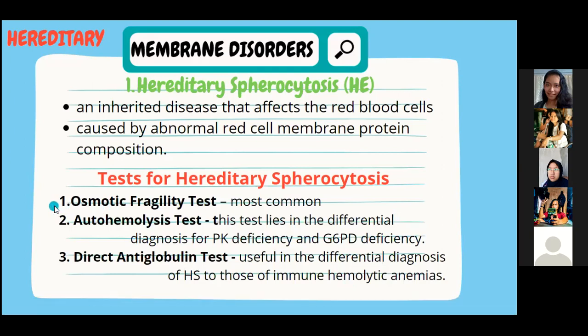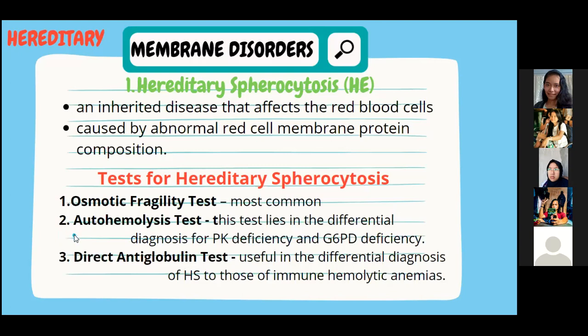It is the confirming test which reflects the shape of the RBC. The specimen used for this test is fresh heparinized blood and defibrinated blood, where the whole blood and fibrin has been removed. The second test is the autohemolysis test. This test lies in the differential diagnosis for PK deficiency and G6PD deficiency. This is the best confirming test for false negative results, and its principle is to measure the series of changes, that could be loss of membrane and becoming more spherocytic, at 37 degrees centigrade for 48 hours.